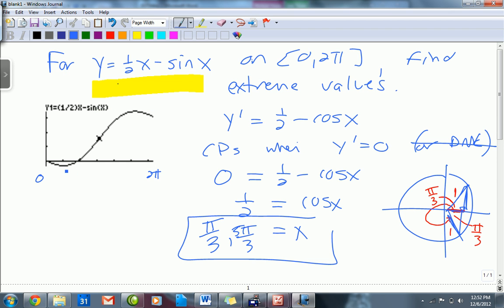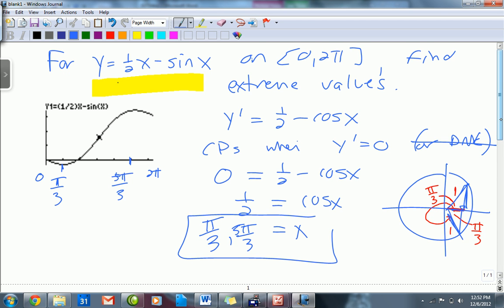So this x value right here is pi over 3, and this x value right here is 5 pi over 3. Okay, I'll find the y value in a little bit. Okay, so I found my critical points. Those are potential maximum values. They don't have to be. In this case, they are, but they don't have to be. And so I want to just make sure that those really are critical points.